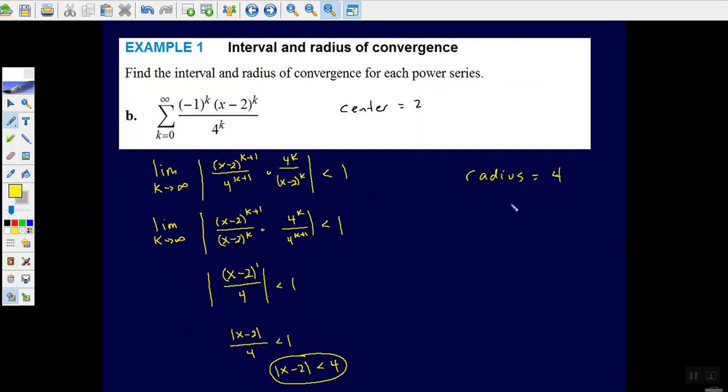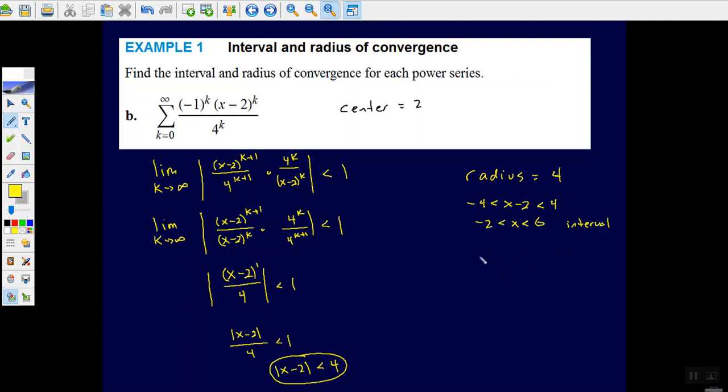And if I want to build the interval of convergence, I will write that expression this way, that x minus 2 has to be less than 4, and at the same time has to be bigger than negative 4. And so you can now solve for x by adding 2 to everything. And that means x is less than 6 and greater than minus 2. So this is now the interval of convergence.